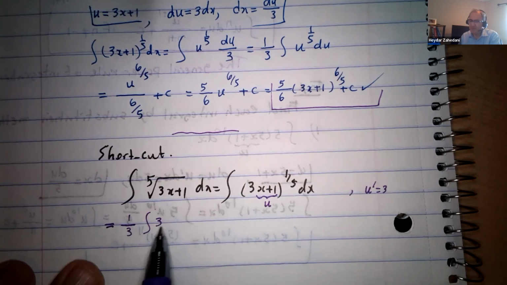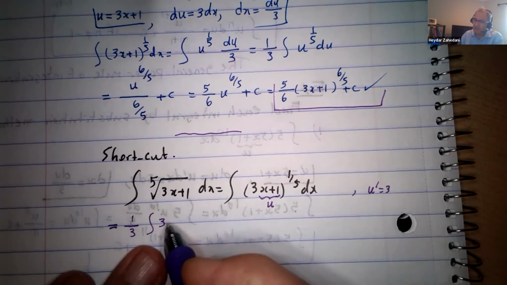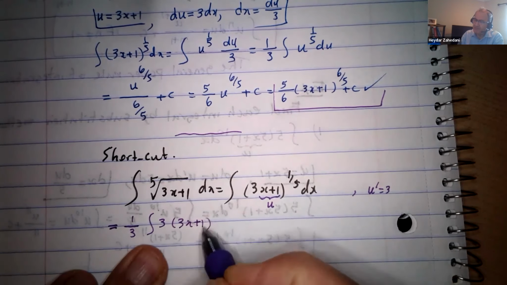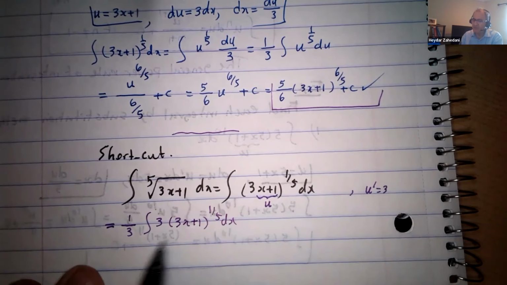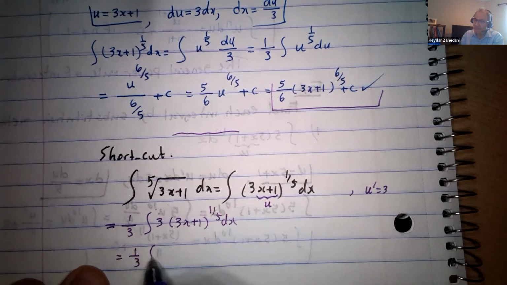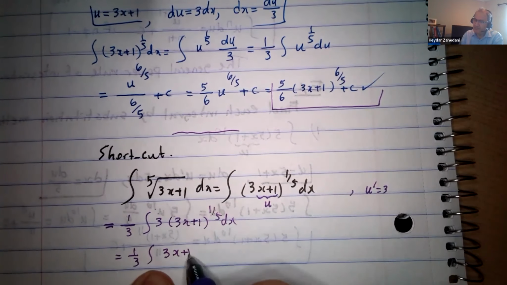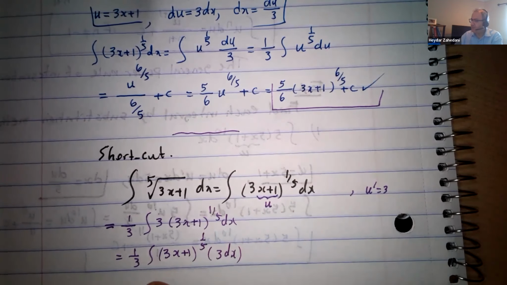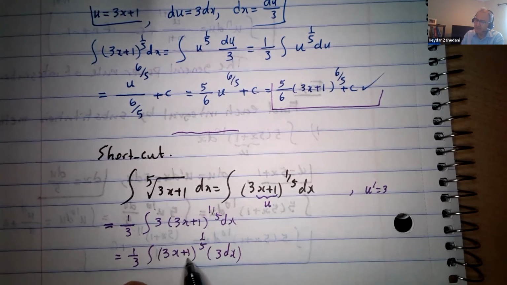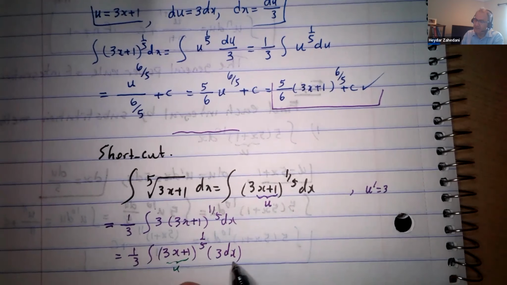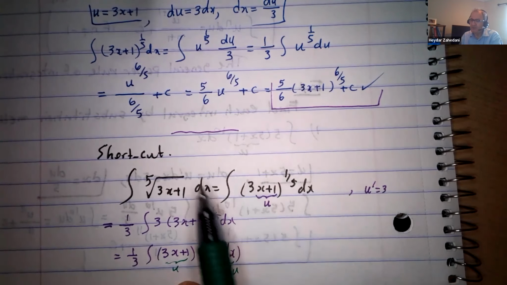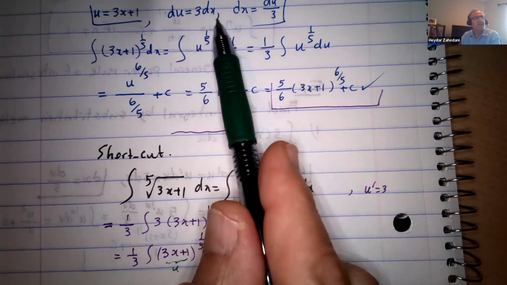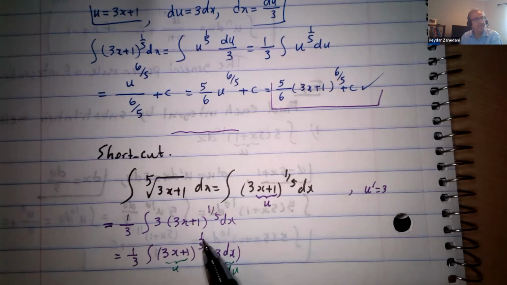If you need 5, use 1/5 and 5. If you need 2, use 1/2 and 2. It's always a number, and when it's a number, you can always create it. So that would be 1/3 times the integral of (3x plus 1) to a fifth times 3 dx. There you are, you get u prime. As we did above, this is u and this is du. Look at your du here, 3dx. So this is simply u to a fifth.